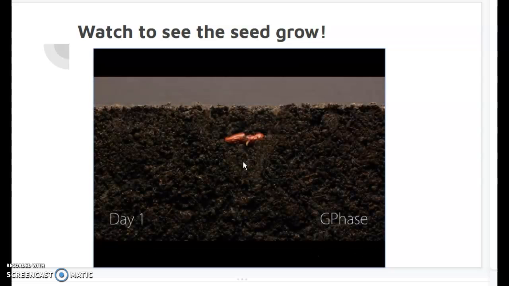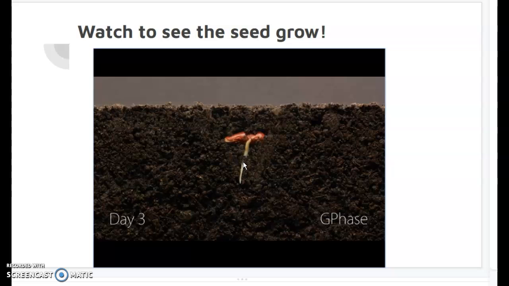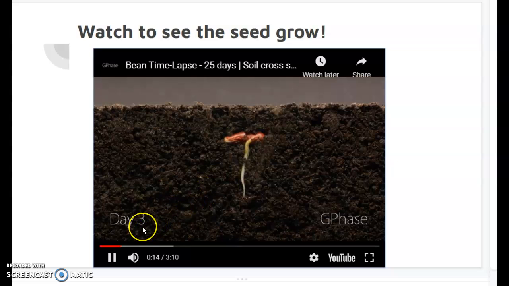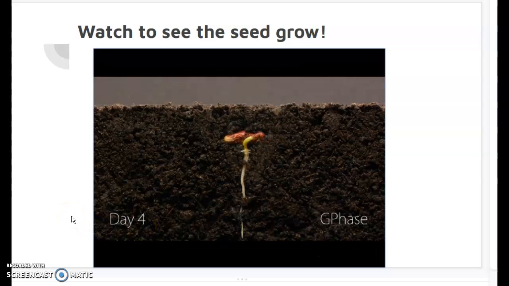So this is a bean time lapse. It's going to show the bean seed growing over 25 days. At the bottom, you see the number of days changing. This is day 3. Now day 4. This is what it looks like on day 5.